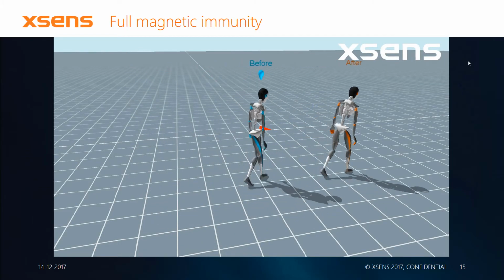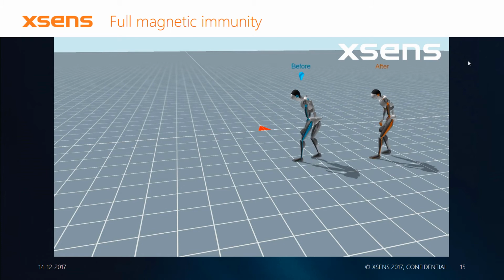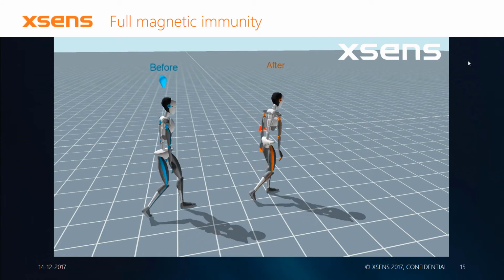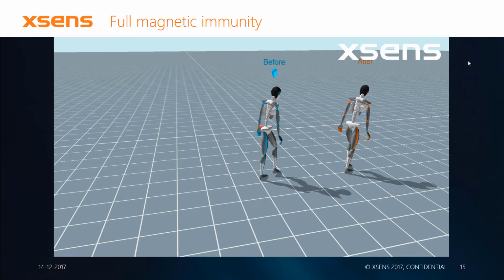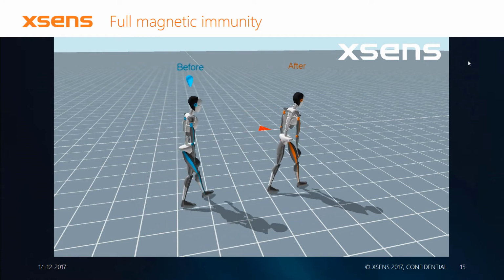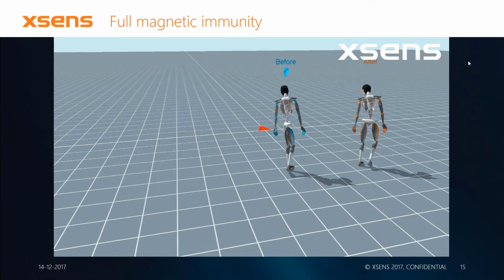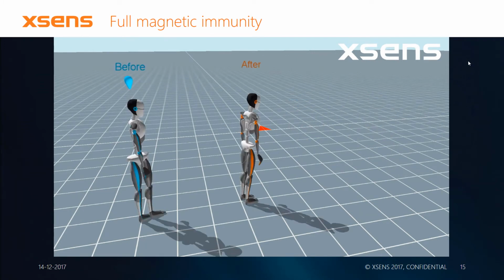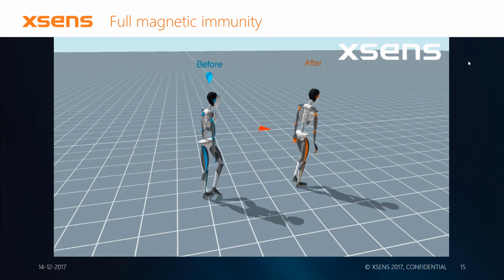So this shows you an example. The next few slides will be videos showing an example of the former software compared with the new software. You see the light blue avatar, which is naturally done with the previous MVN versions, and the orange one is processed with the new MVN 2018 engine.